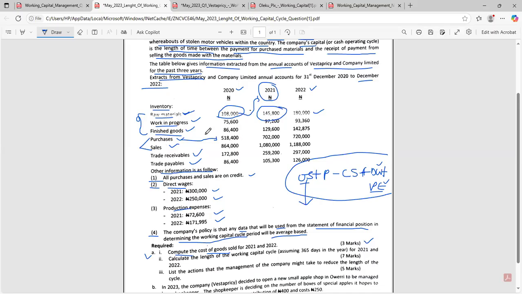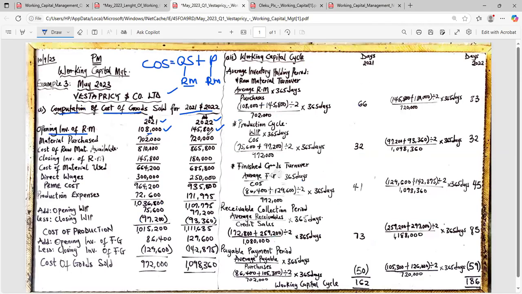So now that we have captured our opening stock of raw material, it is wise for us to also capture the purchases of the raw material. Am I making sense now? So what is the purchase of the raw material? 702 and 720. 702 for 2021 and 720 for 2022. So let's go and put it here. 702 for 2021, 720 for 2022.